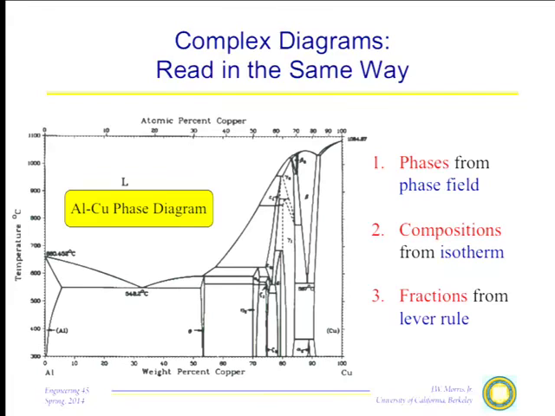But no matter how complicated the phase diagram is, reading it is straightforward. Your T and X give you a point. In a binary phase diagram, the point is either in a one-phase region or a two-phase region. If it's a one-phase region, the phase and composition are obvious.